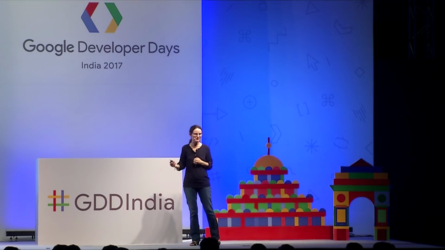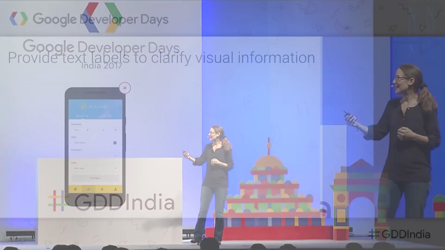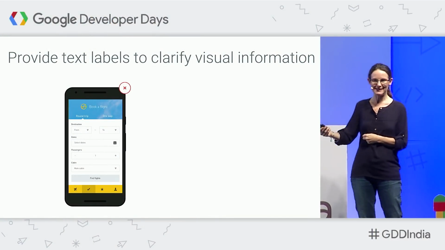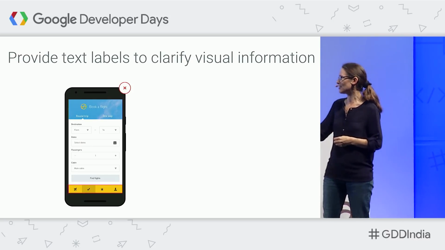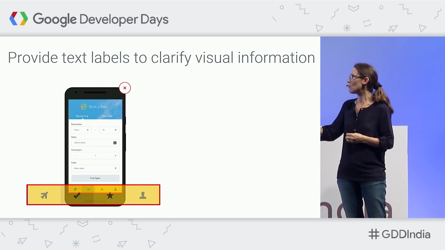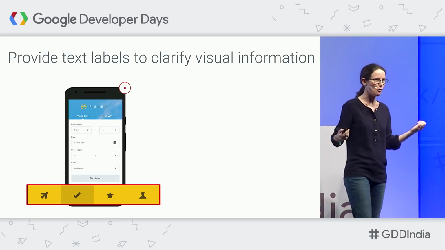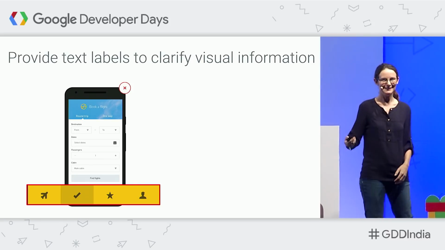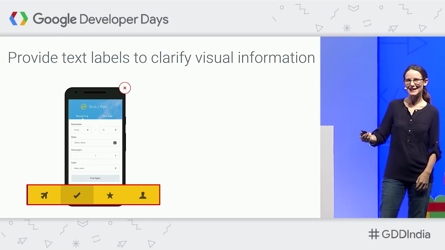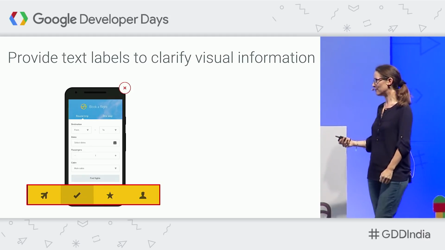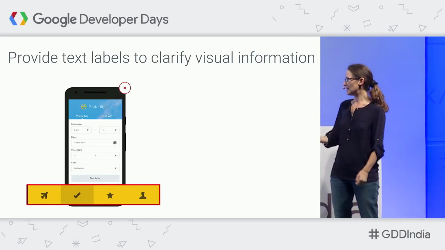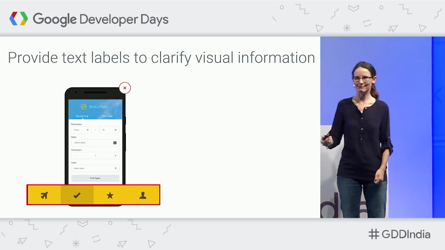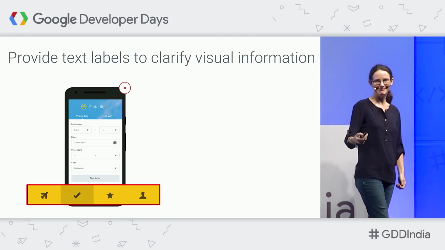Now, providing text labels and visual keys to clarify visual information is really important. So let's take a look at this. We have some icons here, and they're unlabeled. So just in your head, think about what you think they might be for when you're booking a flight. Just take a little moment. What would that plane be for? And the check mark, and the star, and the person. Have you labeled them all?